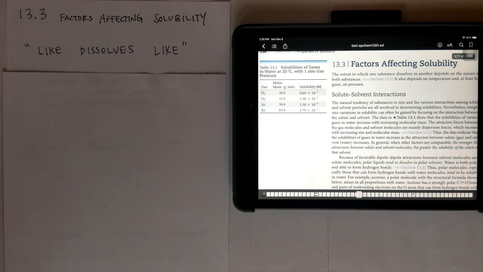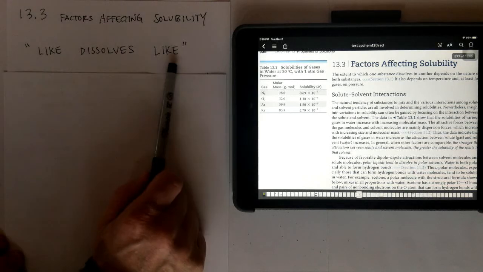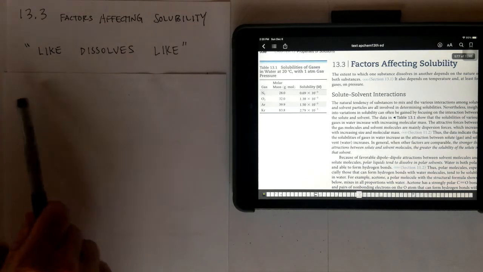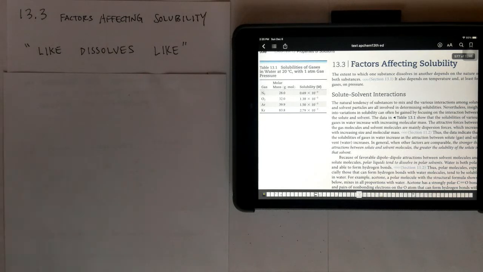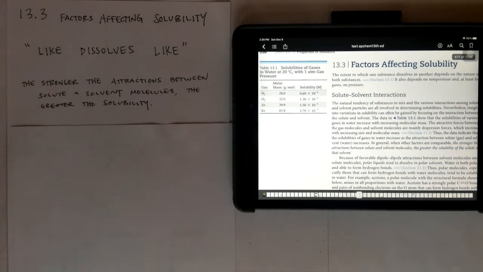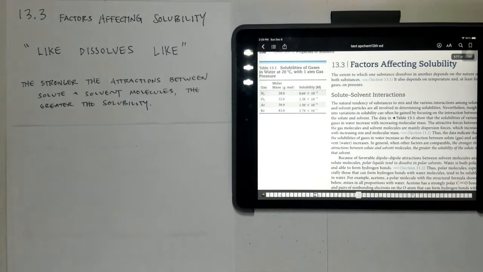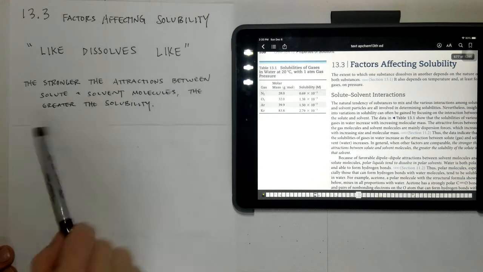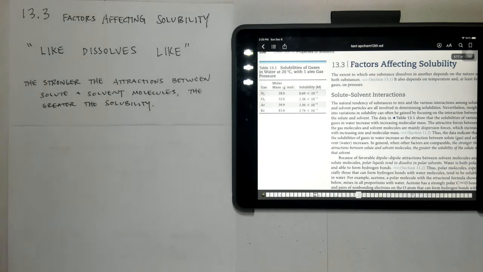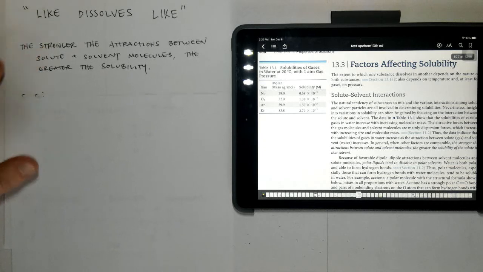All right, so in this part of Chapter 13.3, we'll look at factors that affect solubility. What makes things dissolve in other things? The general rule is that like dissolves like. So polar things dissolve polar things, non-polar things dissolve non-polar things. This is true because the stronger the attractions between solute and solvent molecules, the greater the solubility. So the stronger the attraction when you have polar and polar, the more likely it'll dissolve. If you have nonpolar and nonpolar, now you have lots of dispersion forces working, and those could dissolve as well.